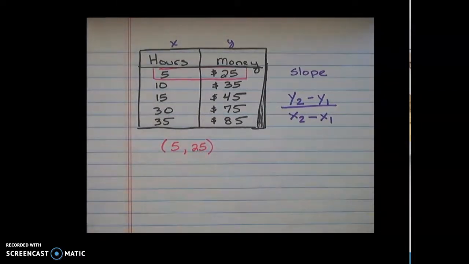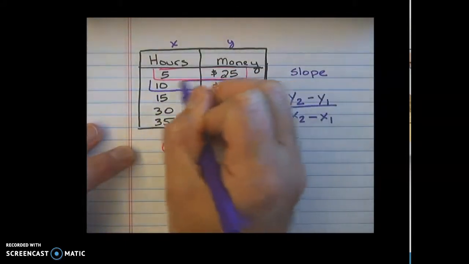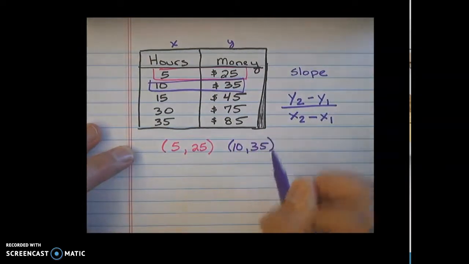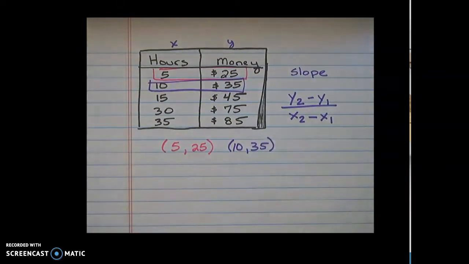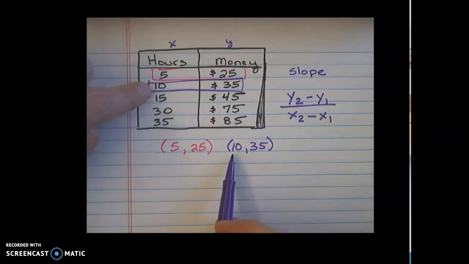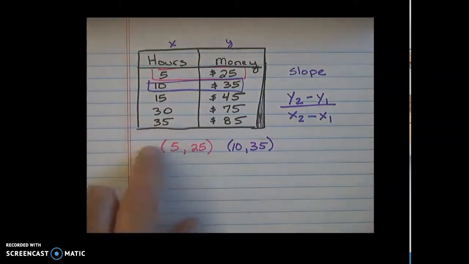And then I can also look at a different one. It doesn't matter which other point. I'll just pick the next one. That 10 hours relates to $35. We call these coordinate pairs in algebra, but they're paired up. 5 hours corresponds with $25. 10 hours corresponds with $35. So it's just our fancy way of saying these go together.